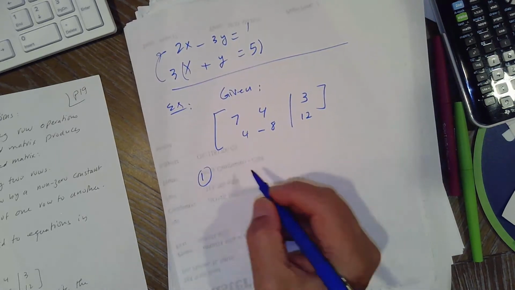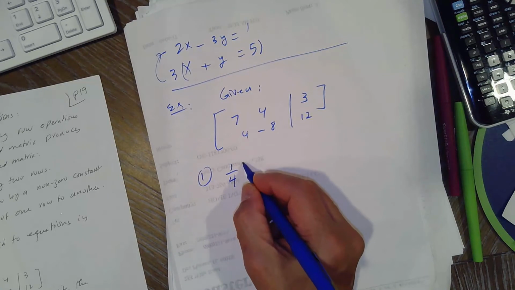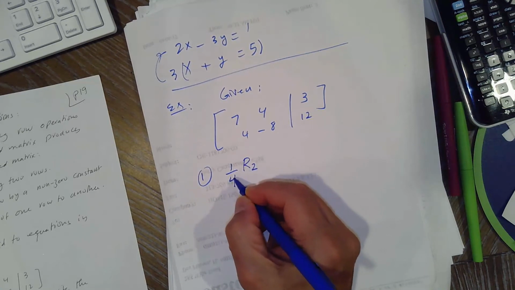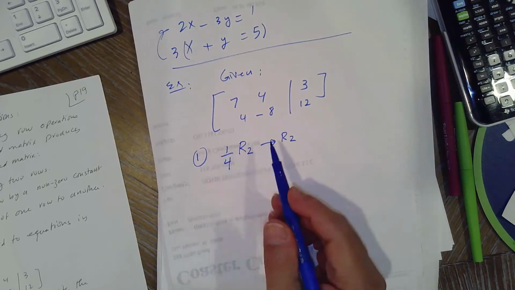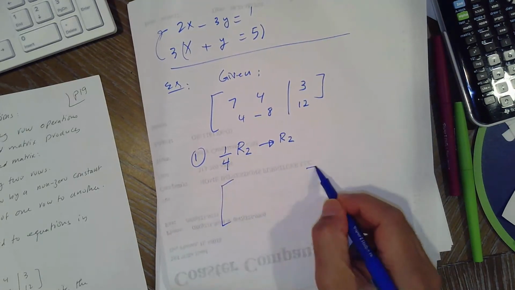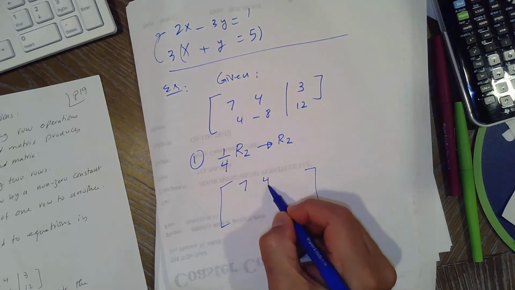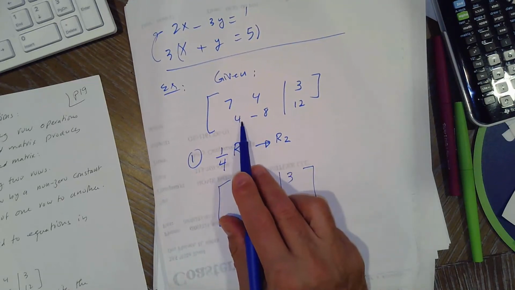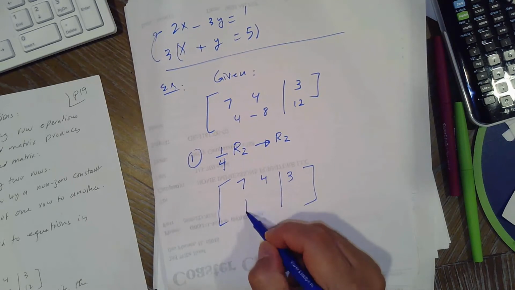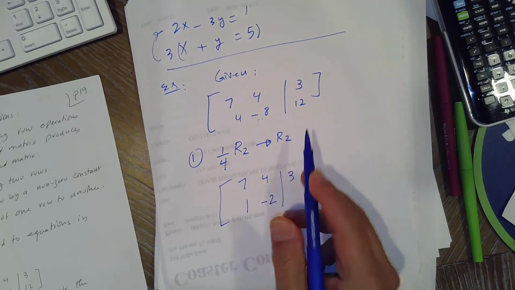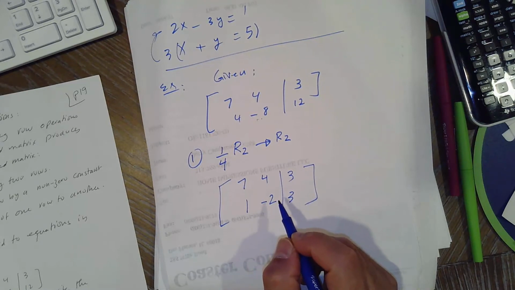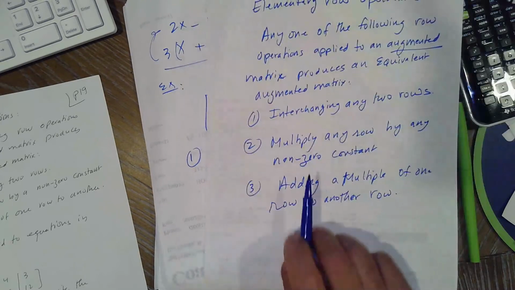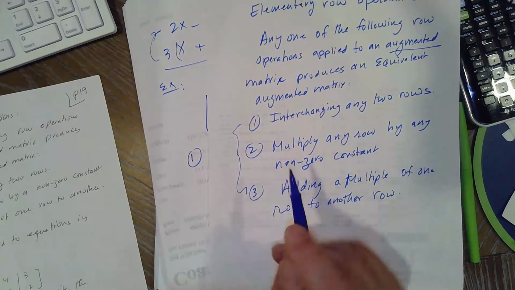So the row operation that I want you to do is take the second row and times it by a quarter and give it to the second row. So if I do that, then I will get, I'm not changing the first row. I'm timesing the second row by a quarter times 4, a quarter times negative 8, and a quarter times 12. And is this one of the elementary row operations? It is. It's multiplying any row by a non-zero constant. Okay, so as long as it's one of these, we're good.